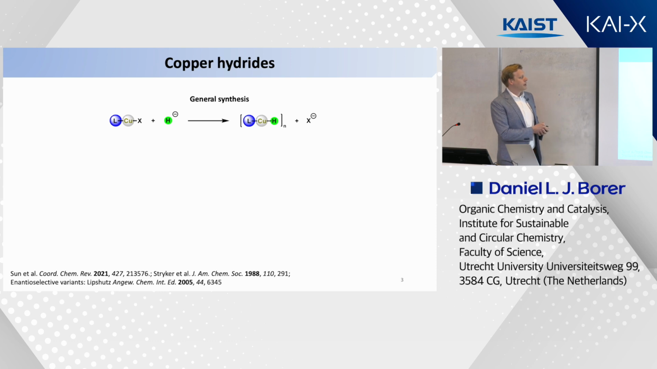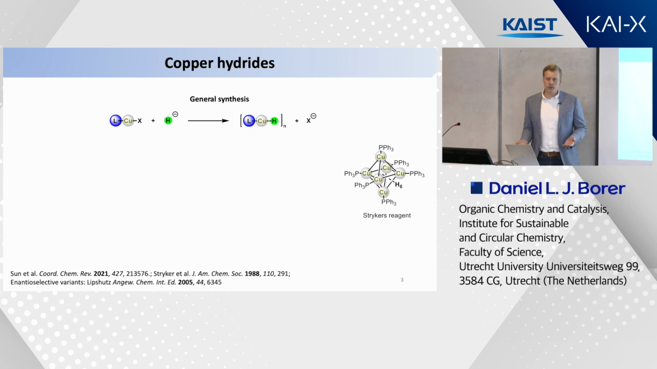We take a copper halide source, usually with a ligand already attached or a ligand that we add as well, and we add a hydride source. It can be an alkali metal hydride, hydrogen gas, or a borohydride, for example, and subsequently we displace the halide and make a copper hydride. The most famous example of such a copper hydride, which is made in a similar way, actually doesn't form a well-defined mononuclear copper hydride, but it forms a hexanuclear copper hydride, which is also widely known as Stryker's reagent.